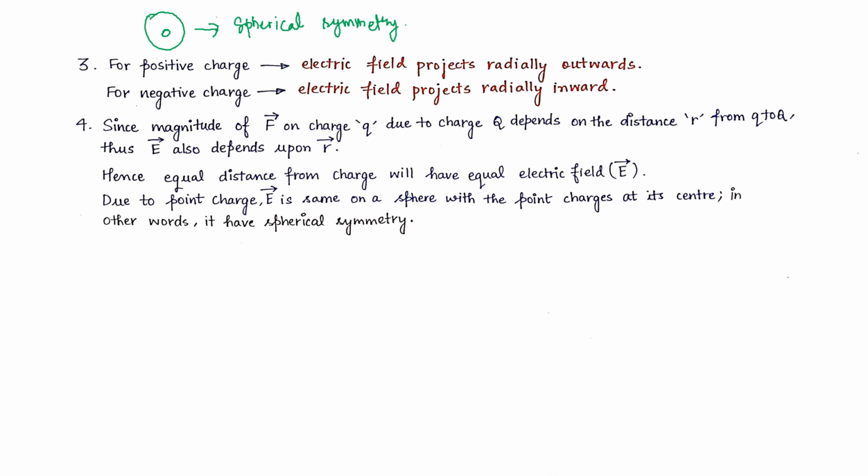Now coming to point number 3. For positive charge, electric field projects radially outward. Like in the first slide we have seen, we have our charge over here and the fields are going out. That is for positive charge. This kind of field diagram is for positive Q. Okay.